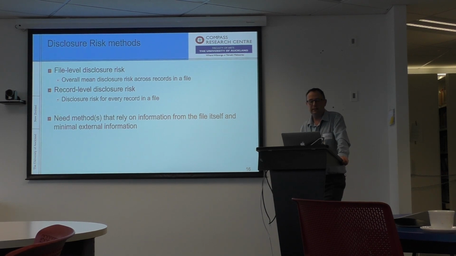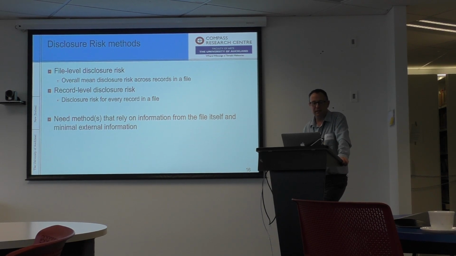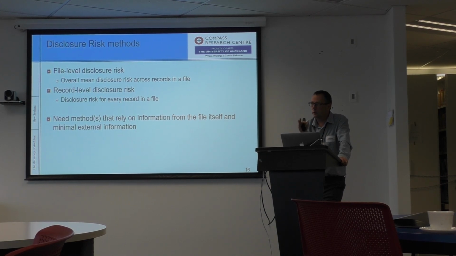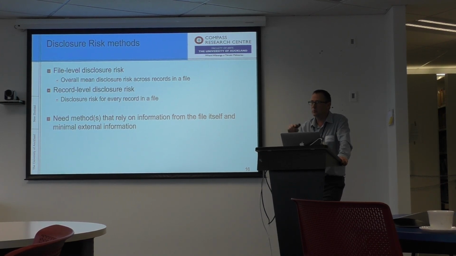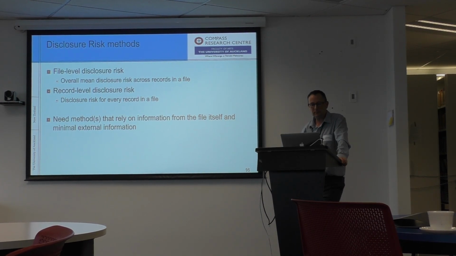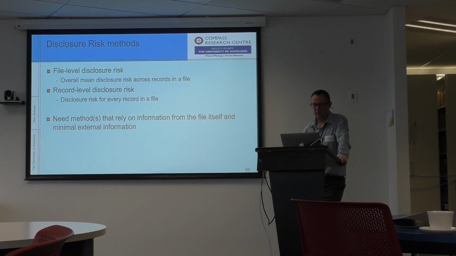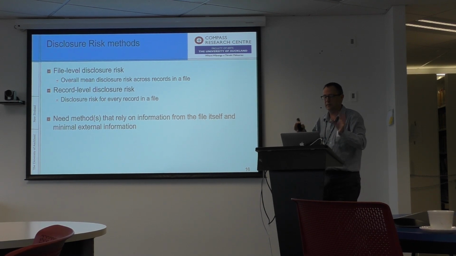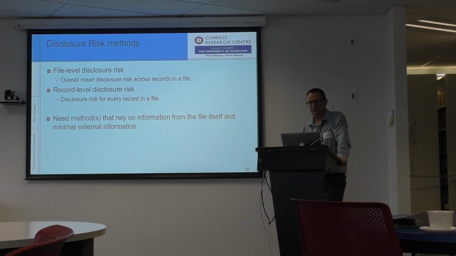And we needed to come up with disclosure risk methods. Ideally, what we wanted is methods that could give you an overall level of disclosure risk for a file and also look at it from a record level. So are individual records within a data set at high disclosure risk? And also we needed to rely on methods where you've got information just from the file itself and very little else. So if there were methods that required lots of information from elsewhere, we ruled them out.